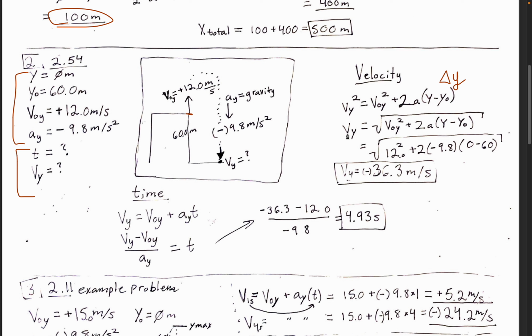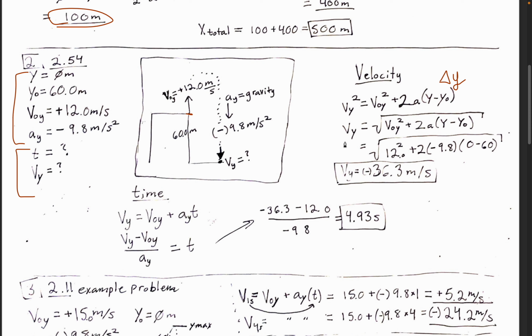Now that it's rearranged successfully, we put it all in, and then calculate it. It says 36.3 meters per second. But remember that it's going downwards, so we have to put that negative sign in. The calculator is not going to tell you it's negative because it's square root here.